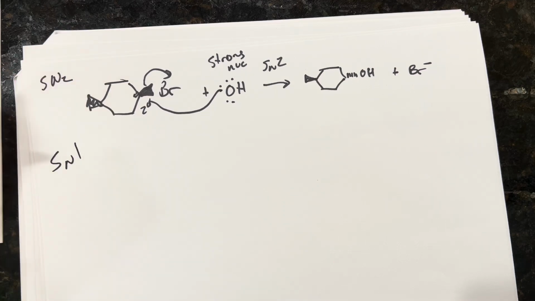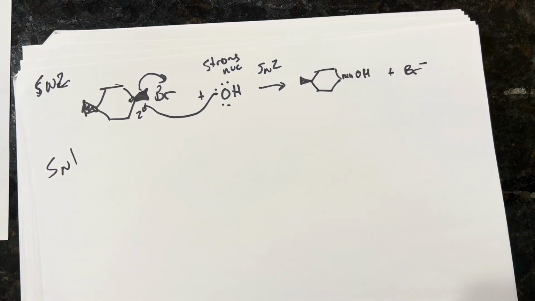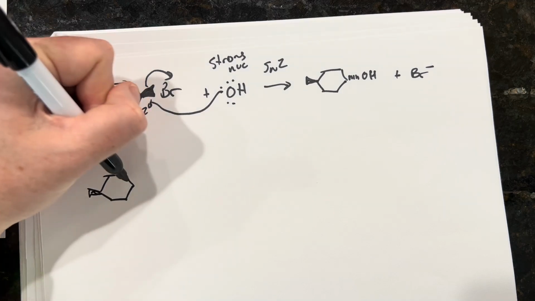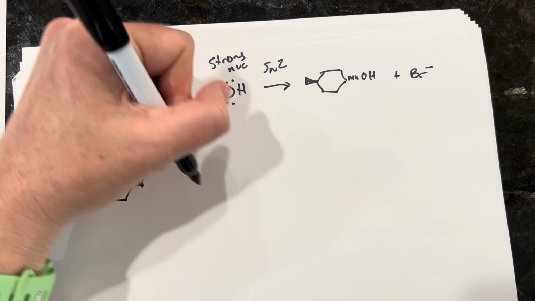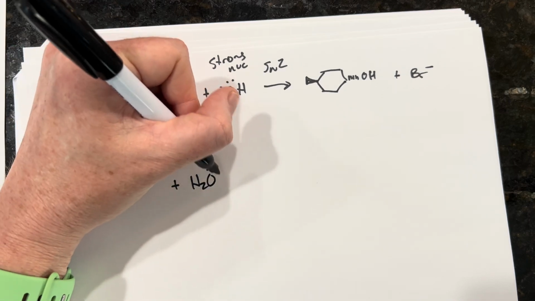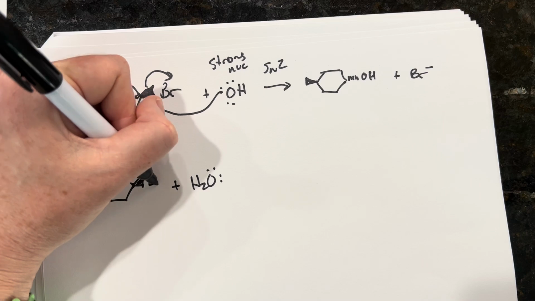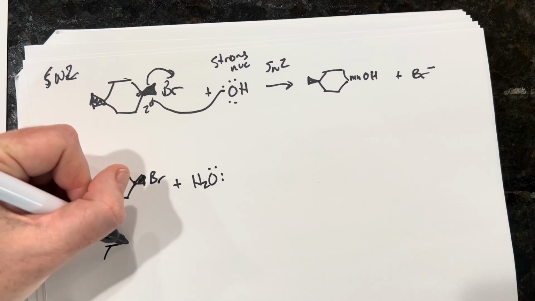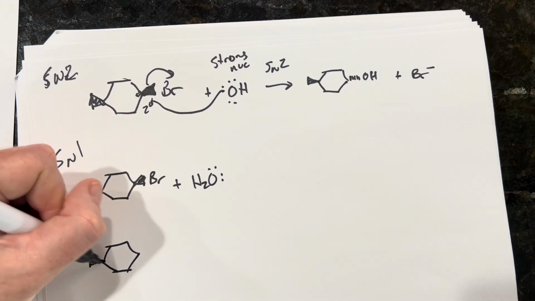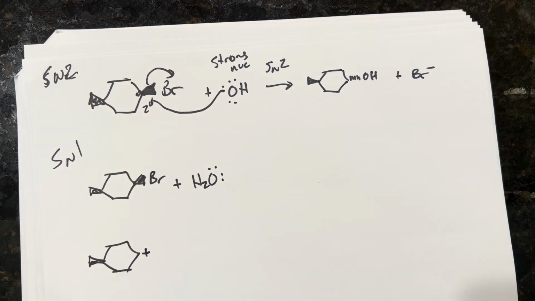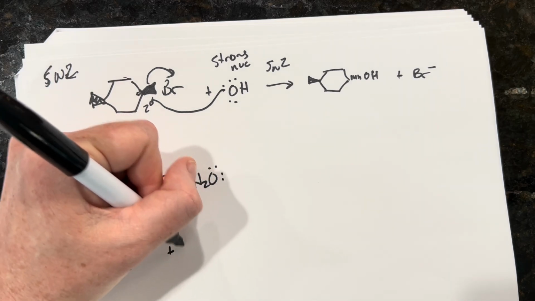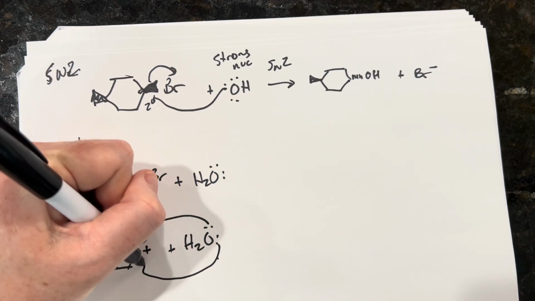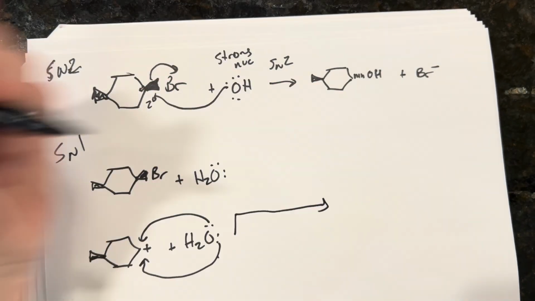Now let's say we have an SN1. In an SN1, again, we have a secondary, but I'm going to react it with a weaker nucleophile like H2O. In this case, remember the leaving group leaves, making this planar carbocation. And now the water can come in. It can come in via the front, or it can come in via the back, and you'll get two results.